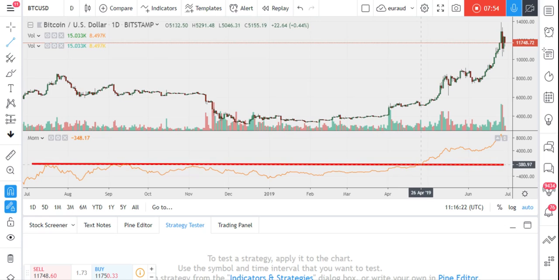For your future usage, you can take into consideration the idea of using momentum at 160 period. Thank you, guys.